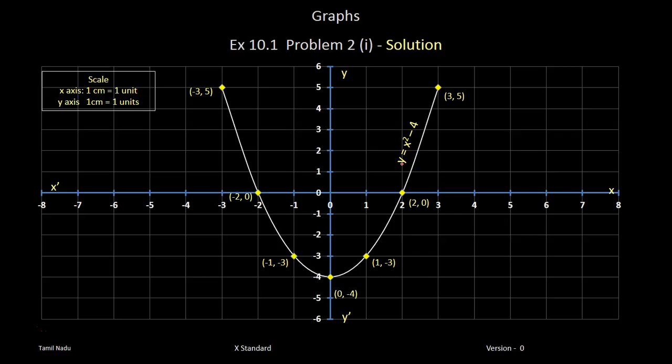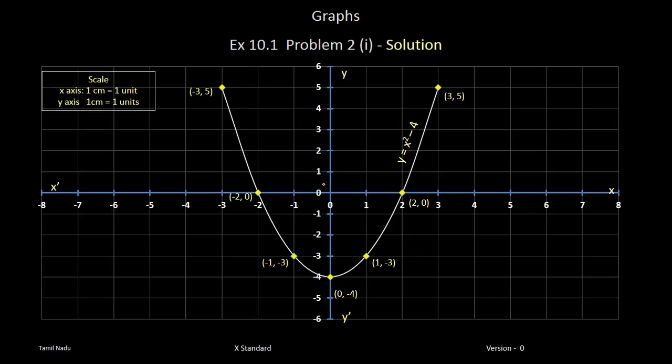Then you write the equation of the curve on the graph, to clearly say that the equation of this graph is y equal to x square minus 4. So towards the end, we need to make sure the curve is smooth. We have the scale, we have the x-axis and y-axis labeled, and we have written the equation, right? So all the points are there as far as this graph, and it is a smooth curve.